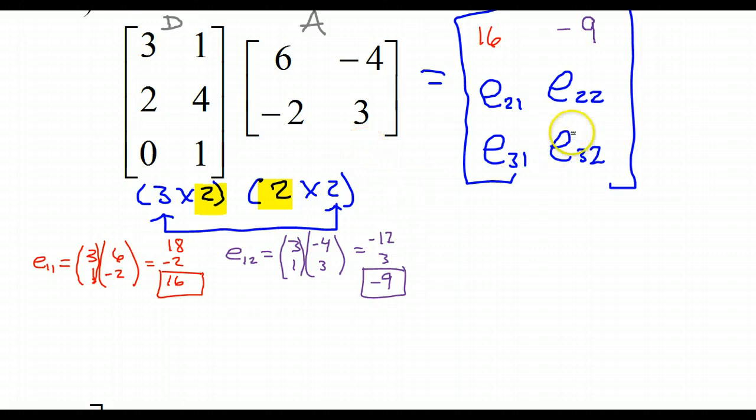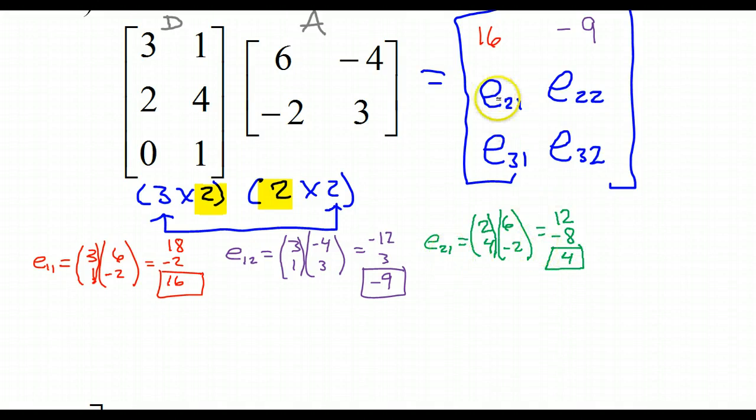Okay, let's go ahead and do element 2,1. Element 2,1 is row 2, column 1. So row 2 is 2, 4. Column 1, 6, negative 2. So that's going to be 12 and negative 8, so that's going to be 4. Alright, so element 2,1 is 4.